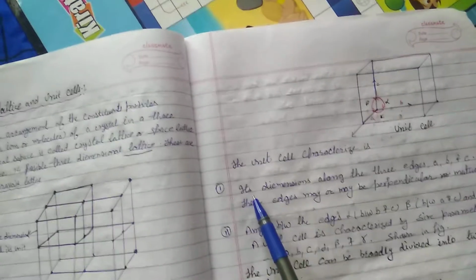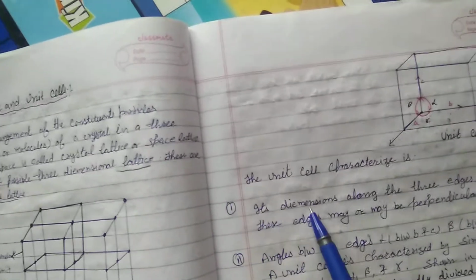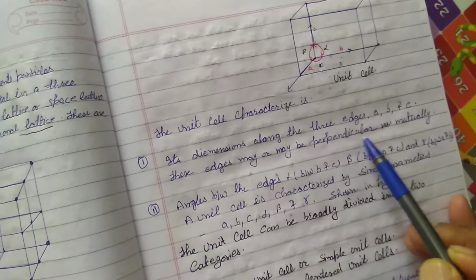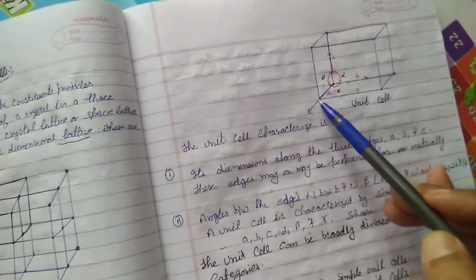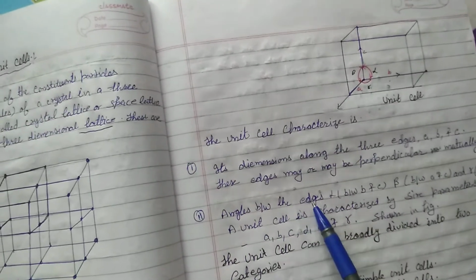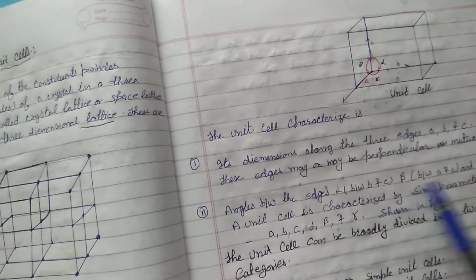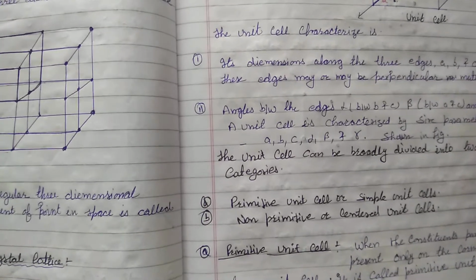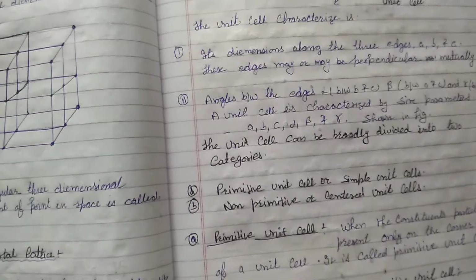In it, the dimension along the 3 edges is a, b and c. The edges may or may not be perpendicular to each other. Third one, the angles between the edges are alpha, beta and gamma. So unit cells can be broadly divided into the 2 categories.